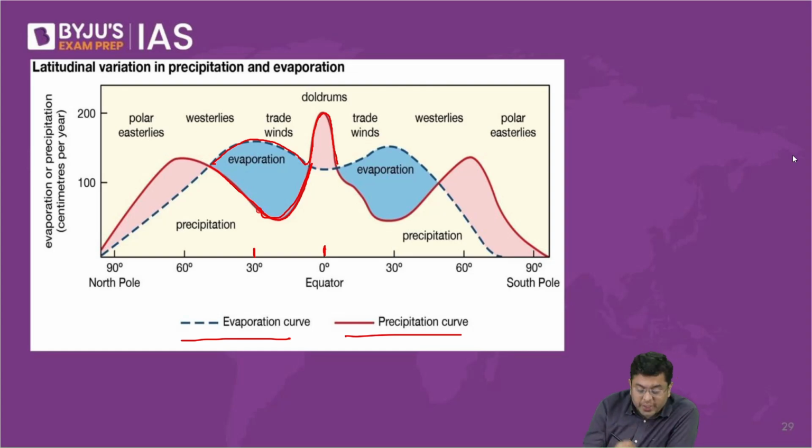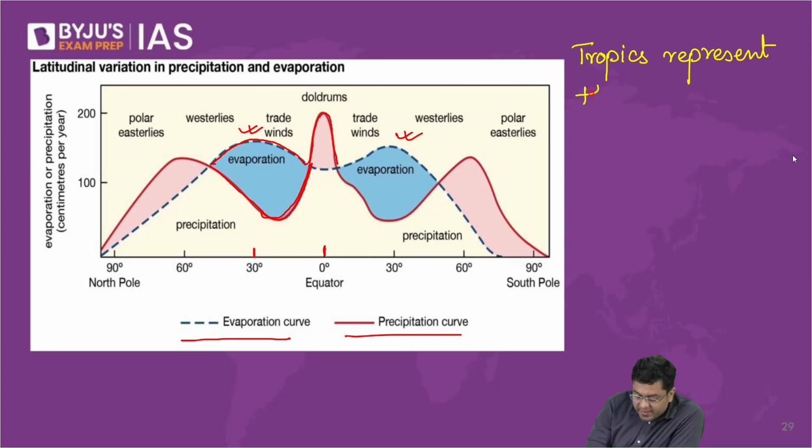So when evaporation is dominant, what does it mean? And precipitation is very low. That means you will have a higher salinity. So the tropics represent the highest salinity.